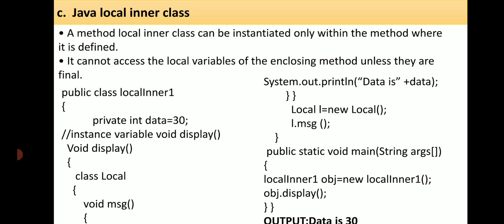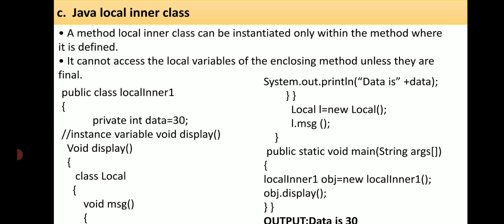The third one is the Java local inner class. Already in the definition itself, I explained that a method local inner class can be instantiated only within the method where it is defined. So where you define the class, there itself you create the object of that class, and there only you call the method of that inner class. Are you getting my point?